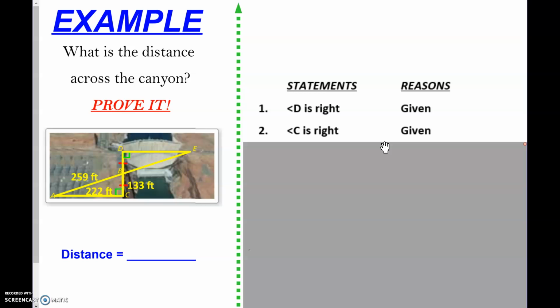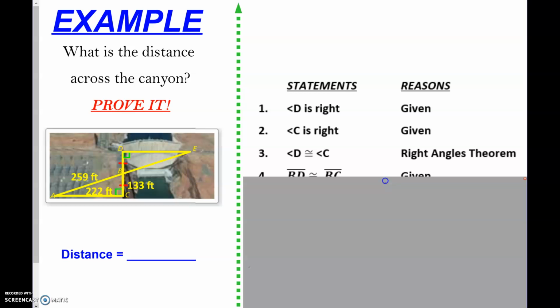Are all right angles congruent? So now the fact that they're right, we can now say that angle D is congruent to angle C, because all right angles are congruent. I don't typically write right angles theorem. You absolutely can.